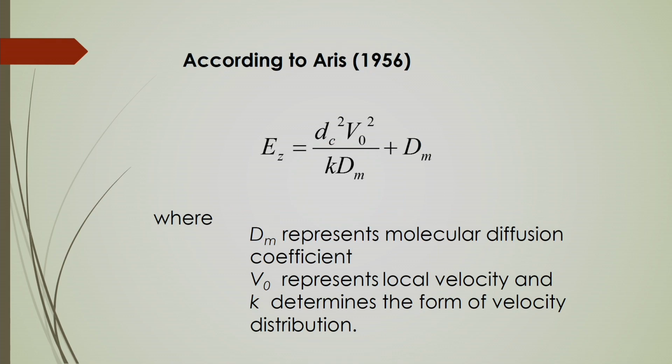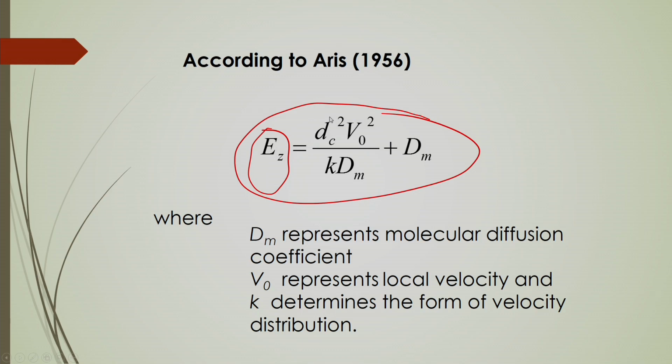Now, according to Ayres 1956, the axial dispersion coefficient Ez is a function of the axial velocity of the liquid as well as the column diameter. Functionalizing this, the equation is Ez = dc square V0 square by k dm plus dm. Here dc is the column diameter, V0 is the axial liquid velocity, k gives the form of the velocity distribution, and dm is the molecular diffusion coefficient.